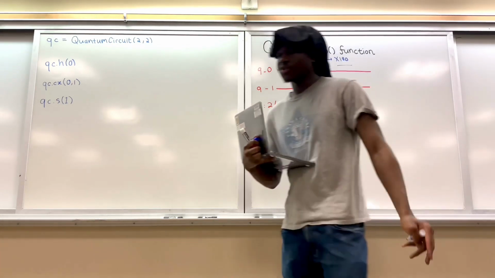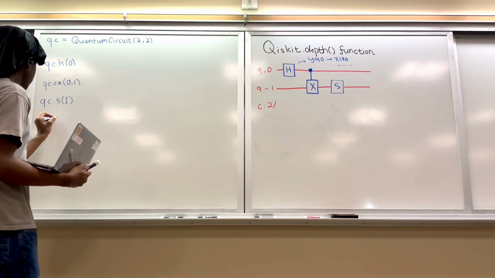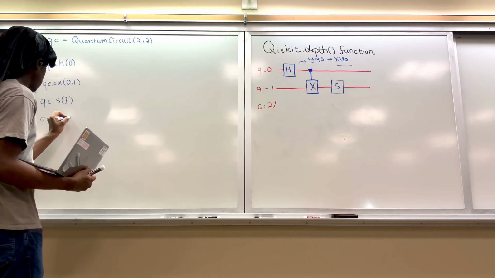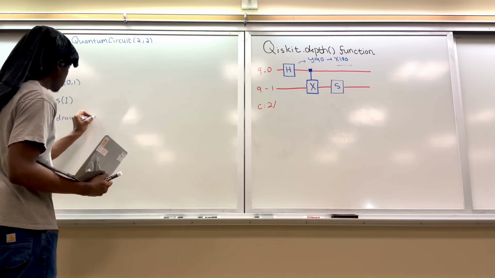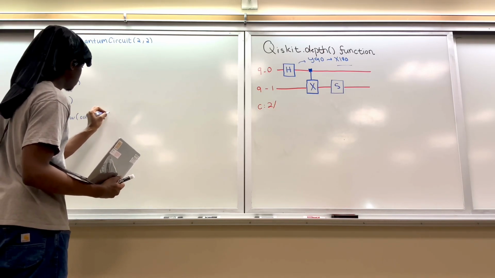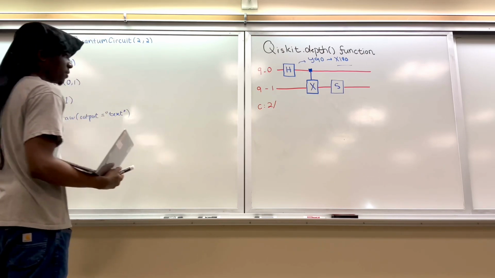What you can do to output this, if you wanted to, the simplest way is just draw, and then you can put output equals text. So that's a simple way of outputting the circuit.